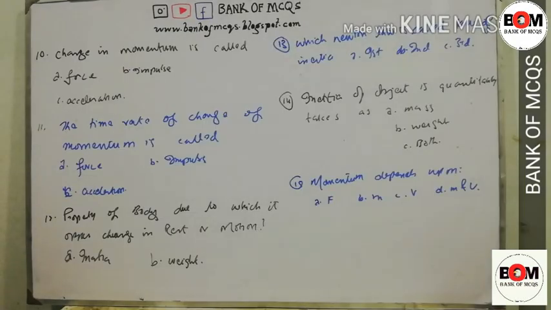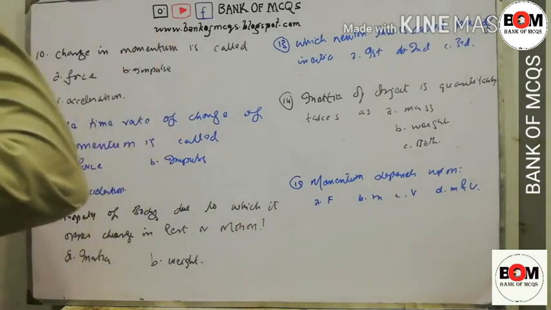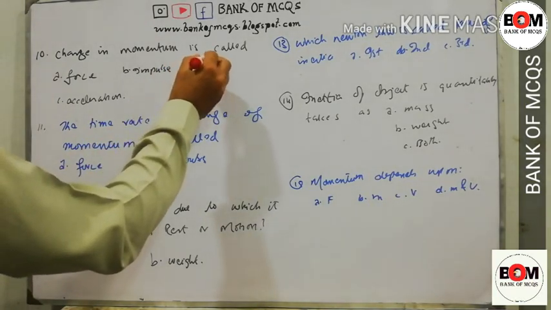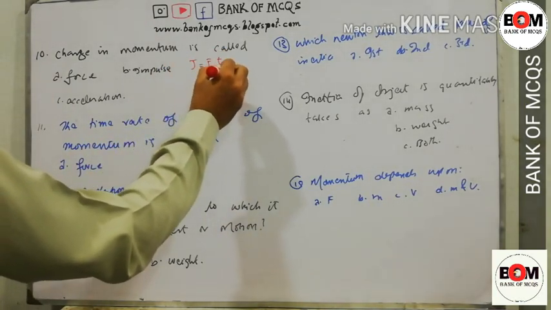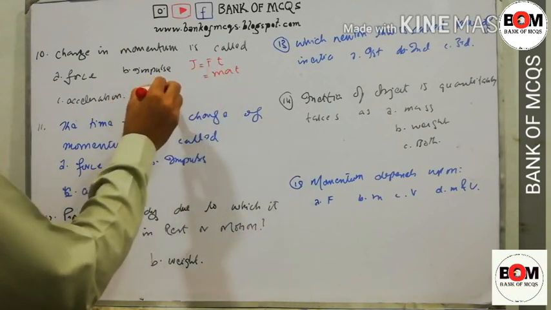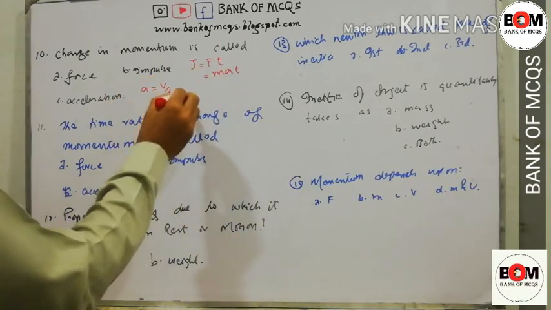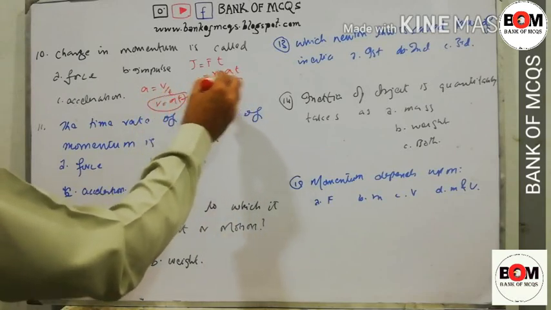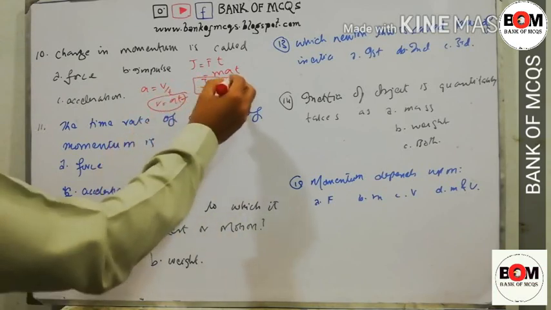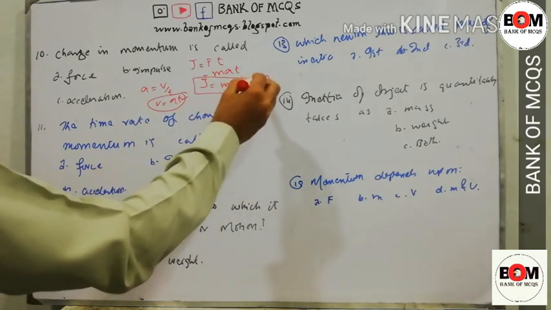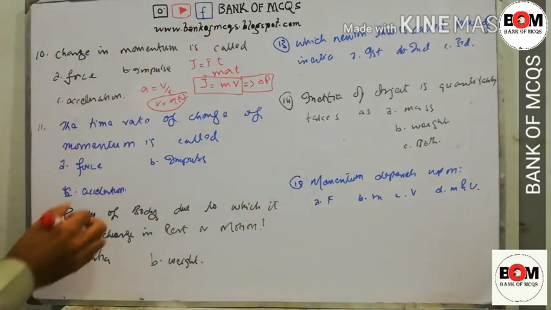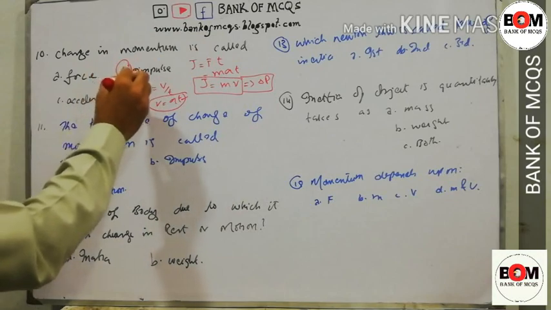MCQ number 10. Change in momentum is called force, impulse or acceleration. So we know that impulse J is equal to F into t, where F is equal to ma. Also we know that a is equal to v divided by t, so v is equal to at. Putting it in, mv is equal to J, where mv is the change in momentum, delta P, so J is equal to delta P. So change in momentum is called impulse, so option B is correct.